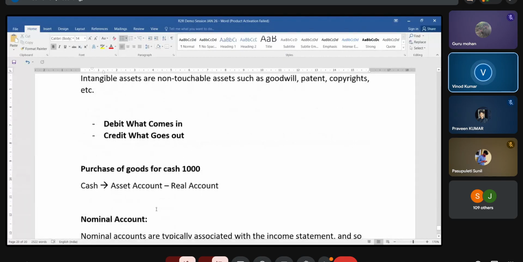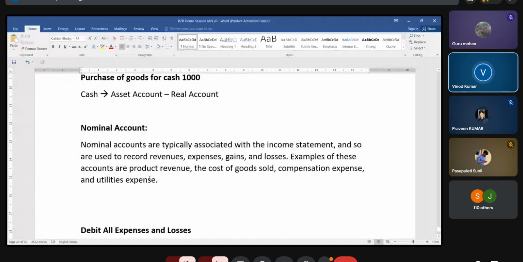That is about the real account, guys. Example here, purchase of goods for cash. Cash is an asset account. So cash is a real account for us. And the next account is nominal account. So nominal account is for all the expenses and losses.